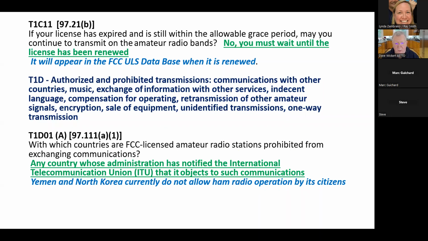Once your license has expired and you're within the 2-year grace period, are you allowed to transmit? Answer is no. As soon as your license expires, you must wait for the license to be renewed. And how do you know it's renewed? It's when it shows up as renewed in the ULS database.